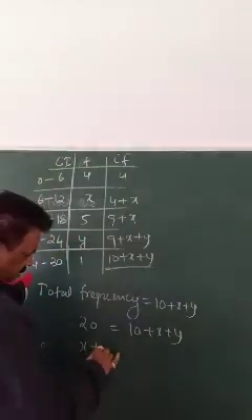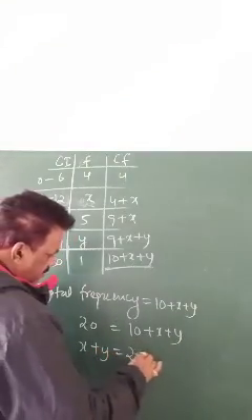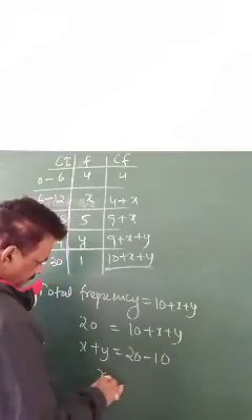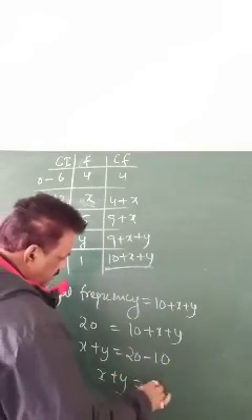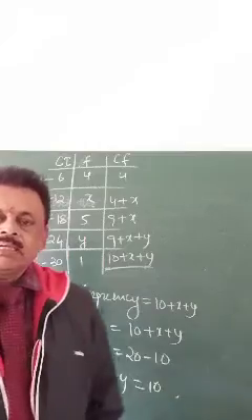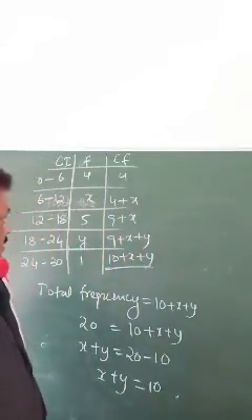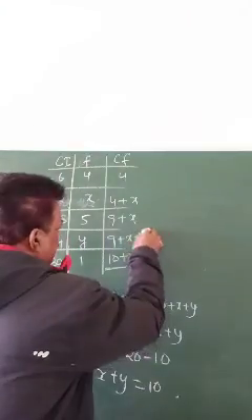So x plus y is equal to 20 minus 10. So x plus y equals 10. X plus y is 10. That means this is 10.